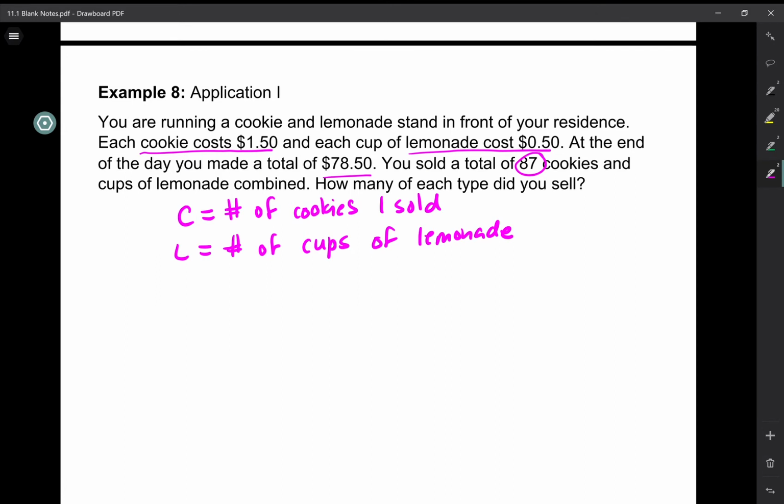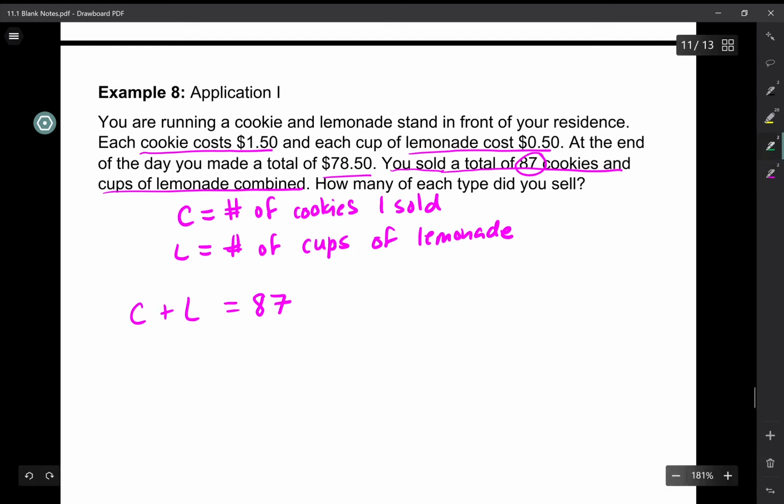All right, we need to come up with two equations because we have two unknowns. The first equation, I think, can come from right here where it says you sold a total of 87 cookies and cups of lemonade combined. So that tells me that C plus L is 87, right?